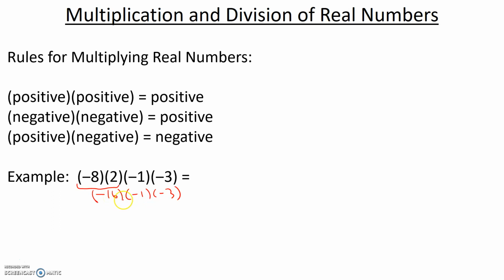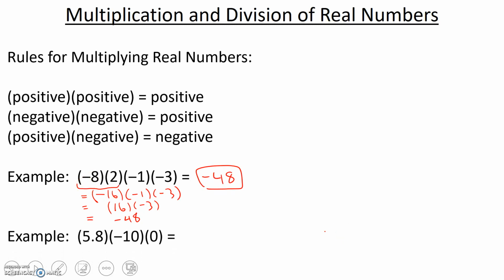Negative 16 times negative 1, when you have a negative times a negative, this will give us a positive 16. And a positive number times a negative number will always be a negative number. So 16 times negative 3 will be negative 48. So negative 8 times 2 times negative 1 times negative 3 equals negative 48. Be careful to always go left to right and multiply two numbers at a time.